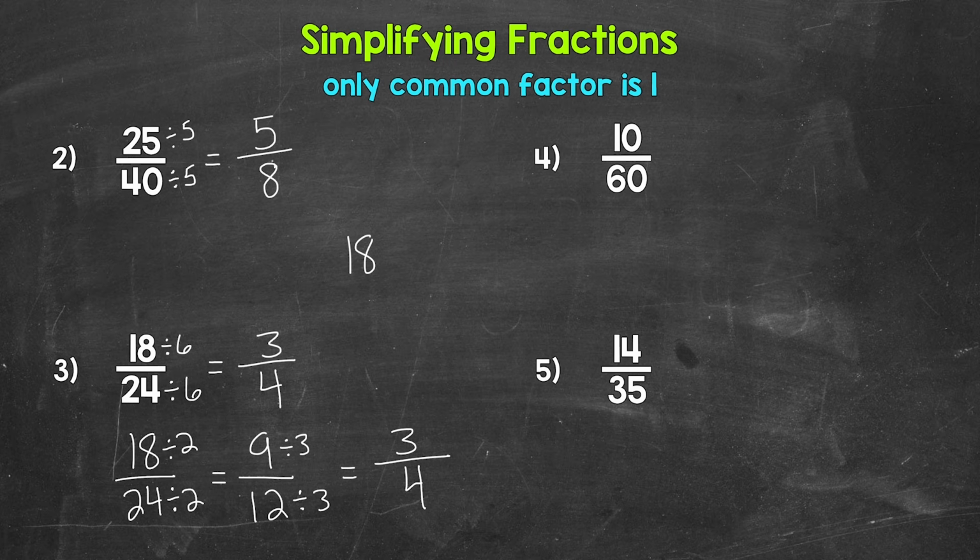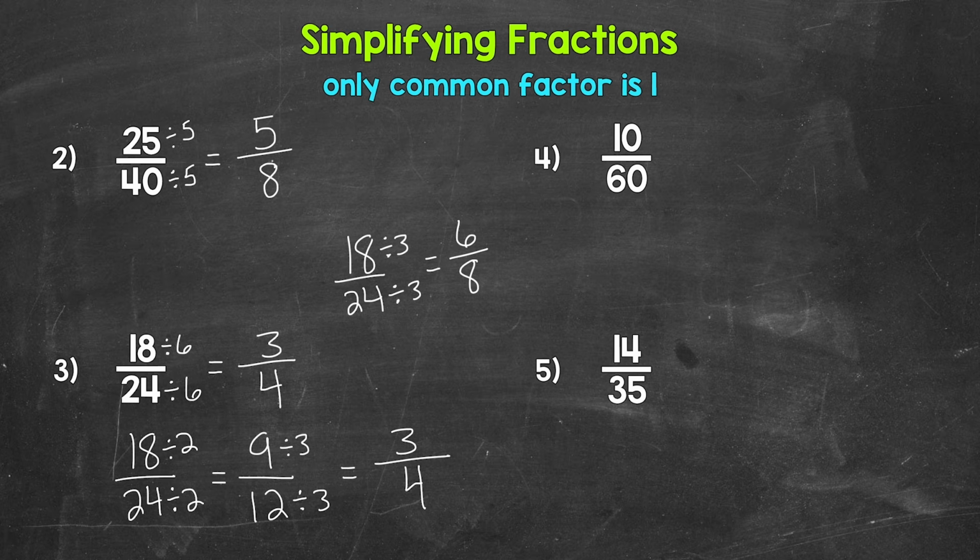And just to show one more path here, maybe you thought, well, 3 is a common factor. Let's start with dividing by 3 and see what happens. 18 divided by 3 gives us 6. 24 divided by 3 gives us 8. So we end up with 6/8. But we can continue simplifying here.